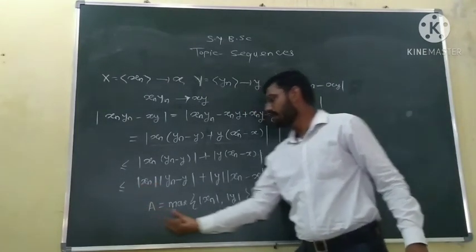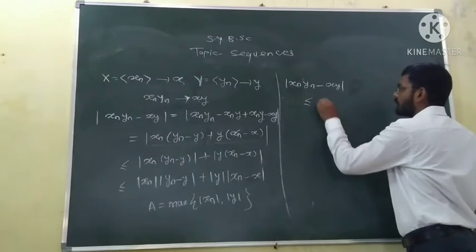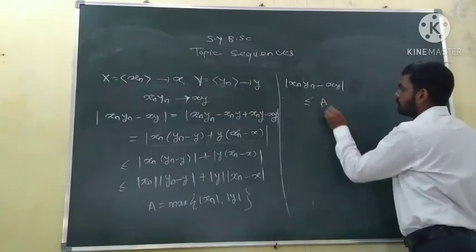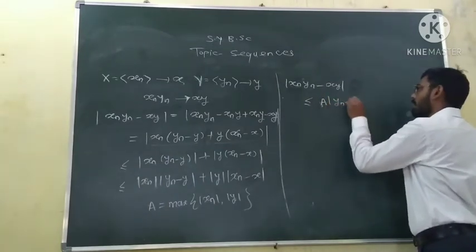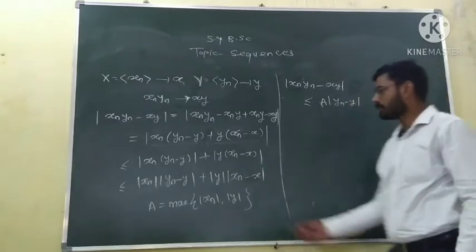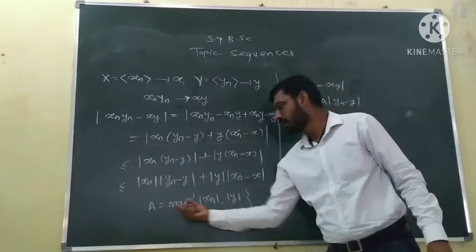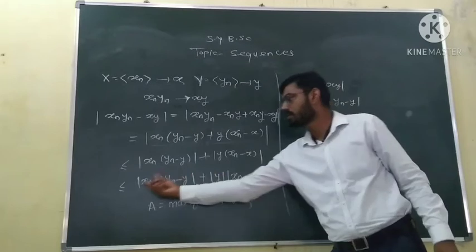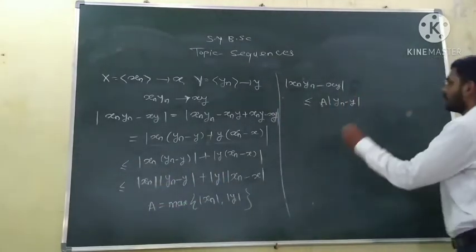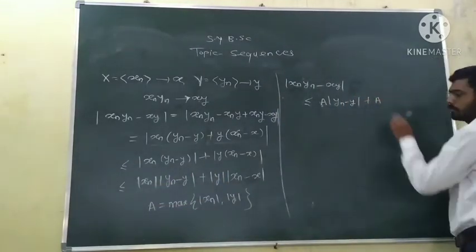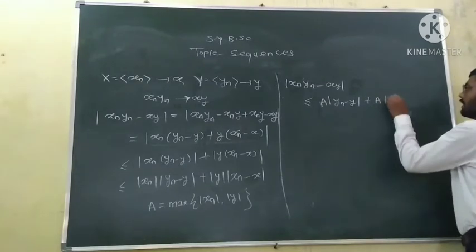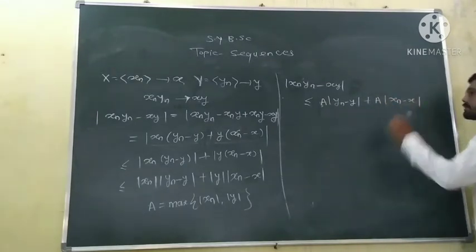Replace this term by a. So a into mod of yn minus y. Replace this mod y by a, because we are taking a number greater than or equal to these two terms, which is a. So again, plus a mod of xn minus x.